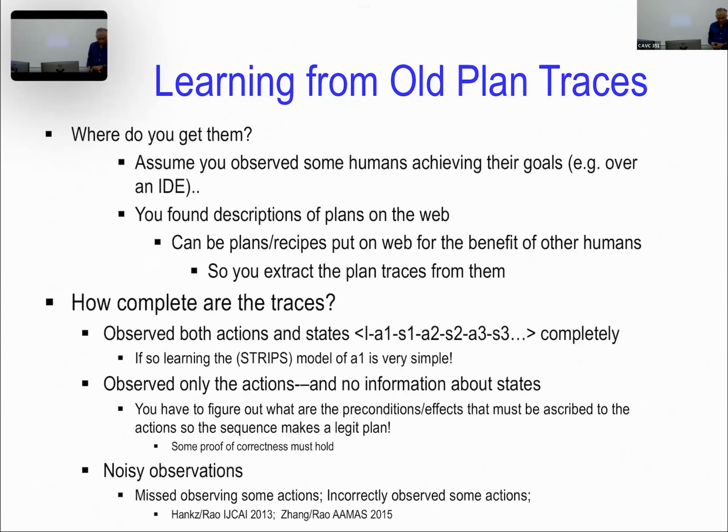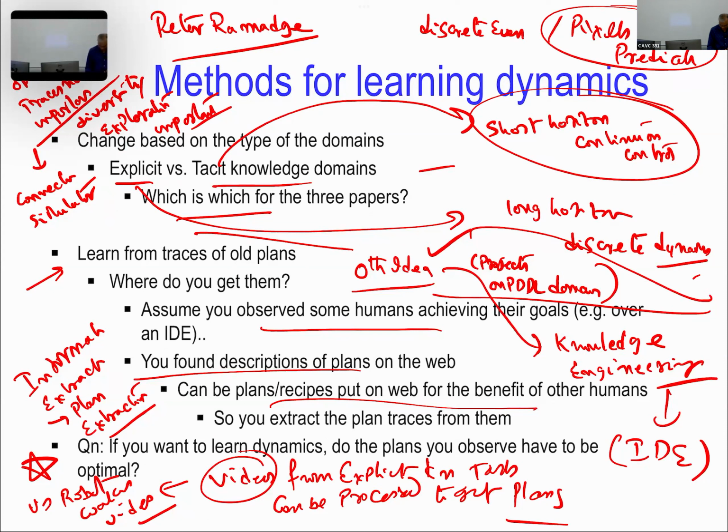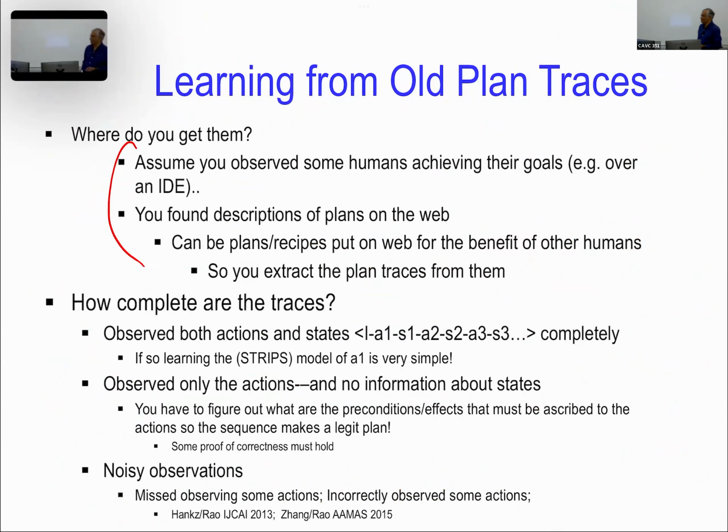So learning from the whole plan traces, where do you get them? As I said, assume you observe some humans. Actually, I don't know what happened. I was writing this and I was going to add this zeroth idea here and I forgot, and that's why I shifted this to this other slide and did not add the zeroth idea. So this we already talked about.